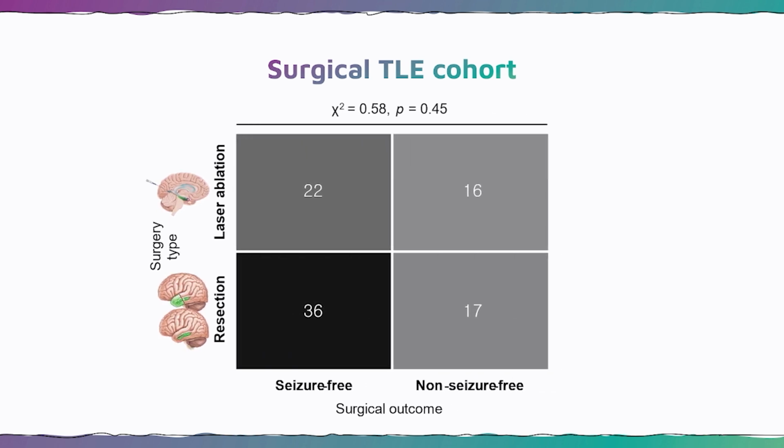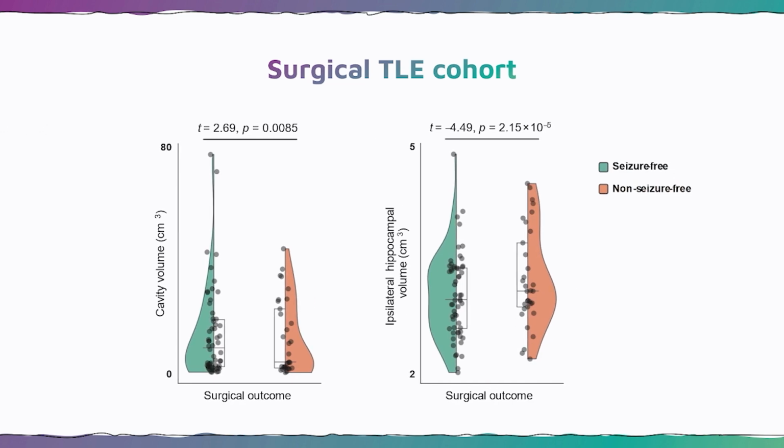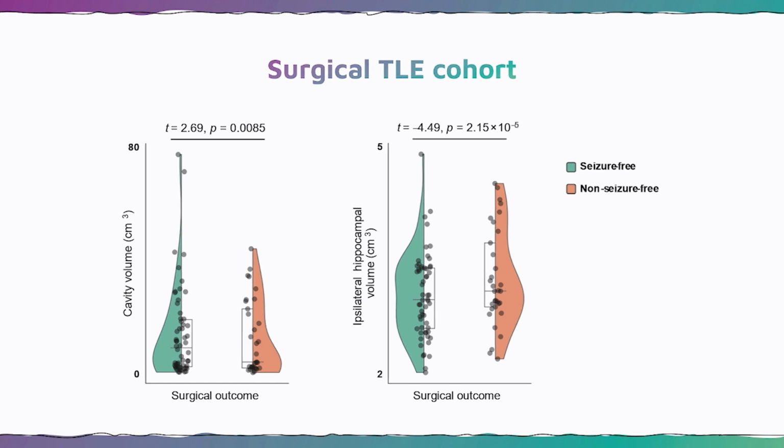And these patients specifically underwent either laser ablation or surgical resection as a treatment of their seizures, with no difference found between surgery type and surgical outcome, so whether they were seizure-free or not after surgery. But we did find that larger surgical resection volumes, as well as greater ipsilateral hippocampal volumes, or greater hippocampal atrophy before surgery, seemed to have better post-surgical outcomes, which are two important known factors to keep in mind in our analyses.